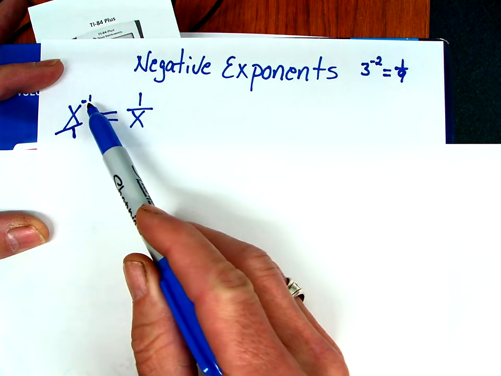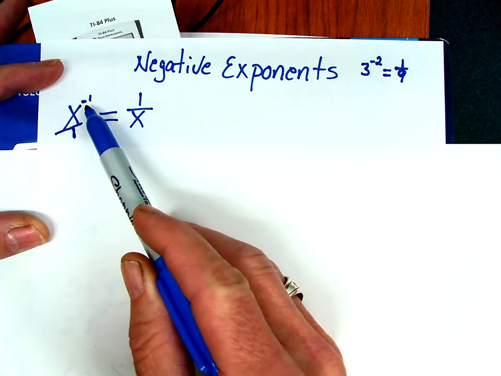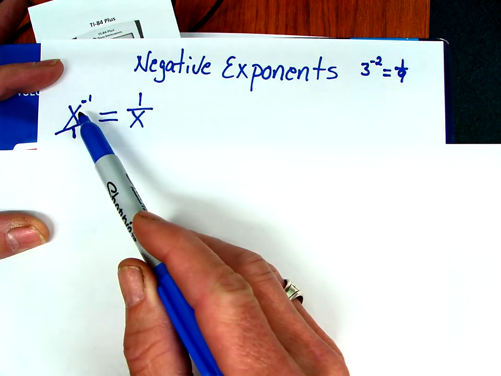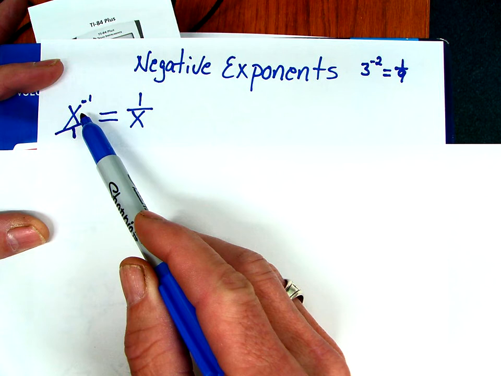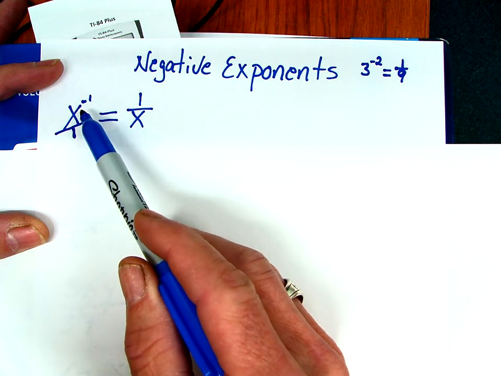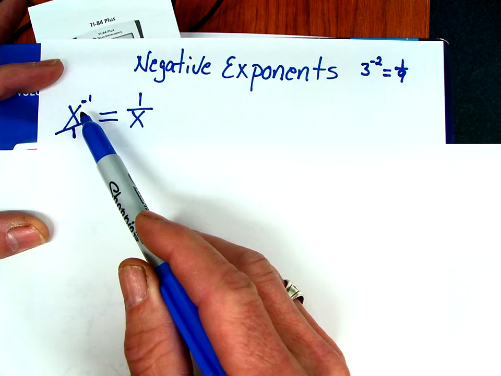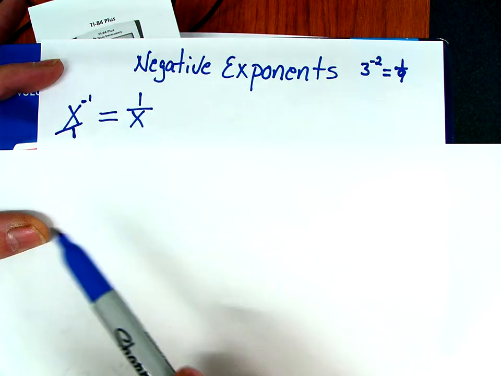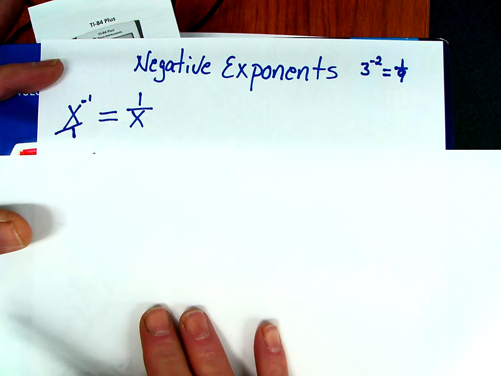So the negative exponent means that whatever it belongs to is on the wrong side of the divide sign. As soon as you start seeing those, bells and whistles should go off saying, I need to make a fraction if there's not one already, and then I need to flip something to the top or to the bottom. So let's practice a little bit.